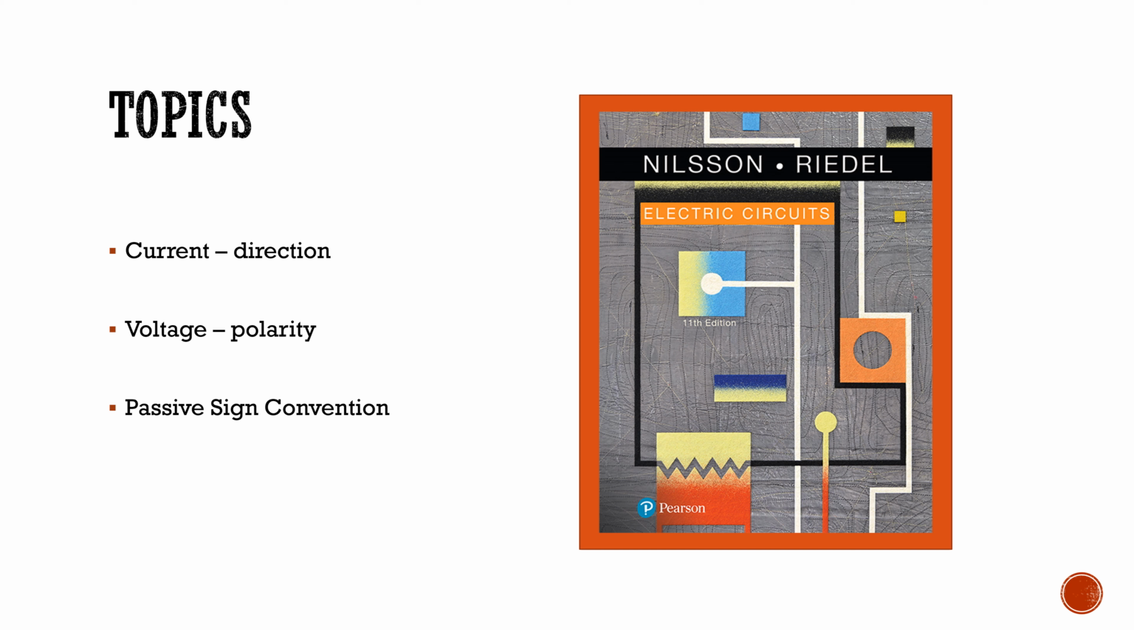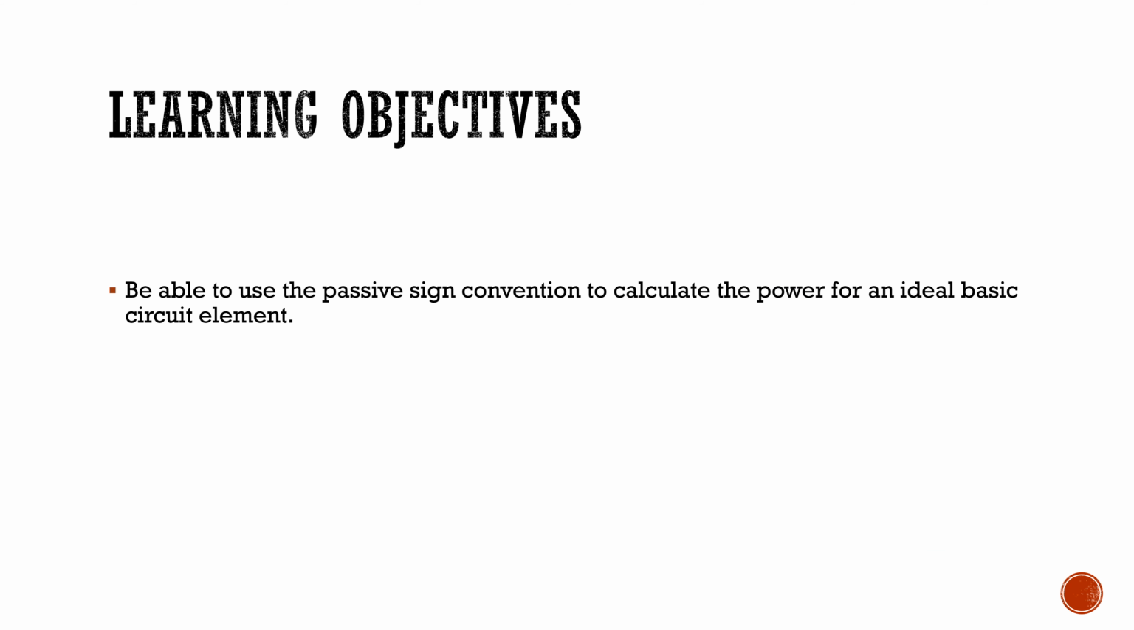In this lecture, we will review the mathematical expressions for current and voltage, and will determine how to establish current direction and voltage polarity. We will then perform examples using the passive sign convention. We are looking at the following learning objective: to be able to use the passive sign convention to calculate the power for an ideal basic circuit element.